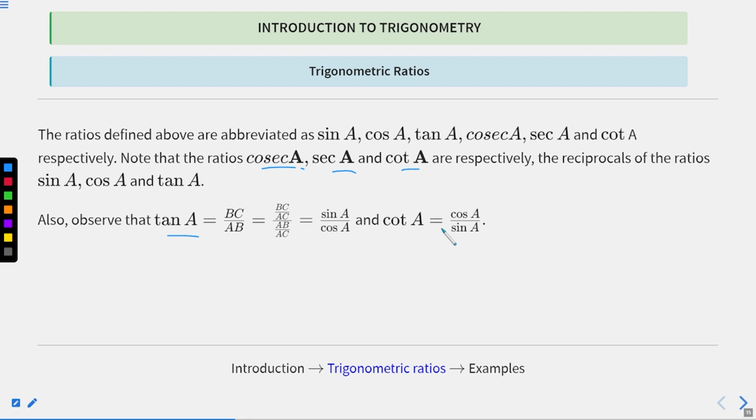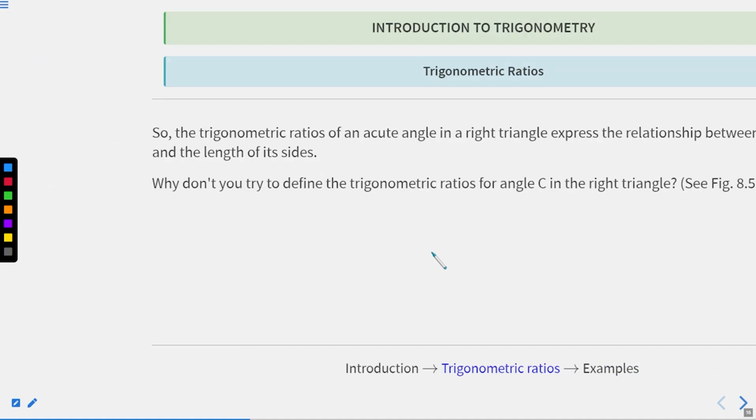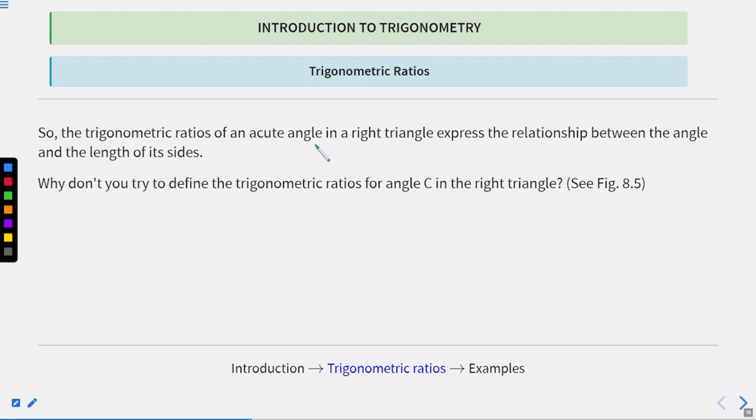And cot A is equal to AB over BC. So you can write AB over BC as AB over AC divided by BC over AC, that is equal to cos A by sin A. So the trigonometric ratios of an acute angle in a right triangle express the relationship between the angle of this right triangle and the lengths of its sides.